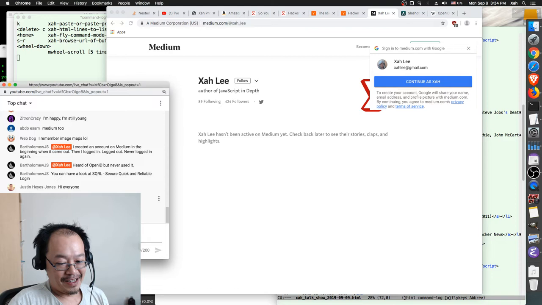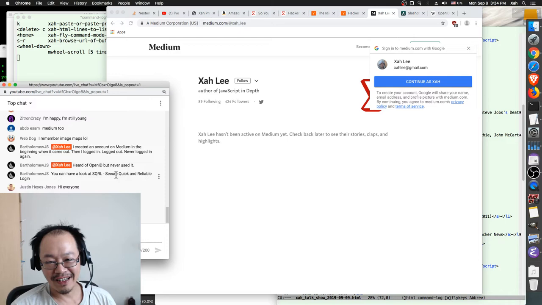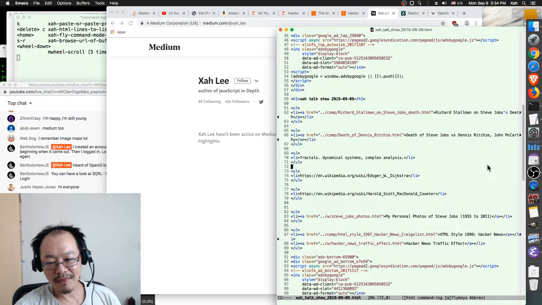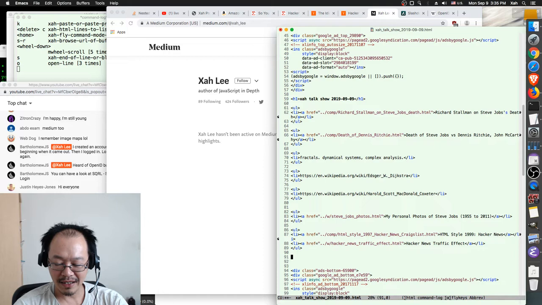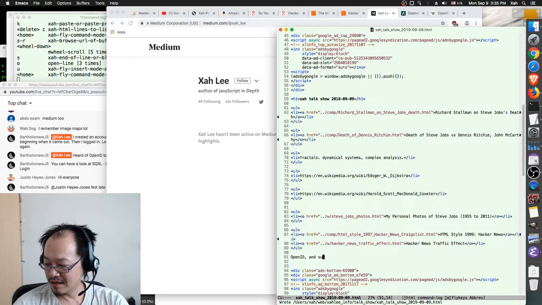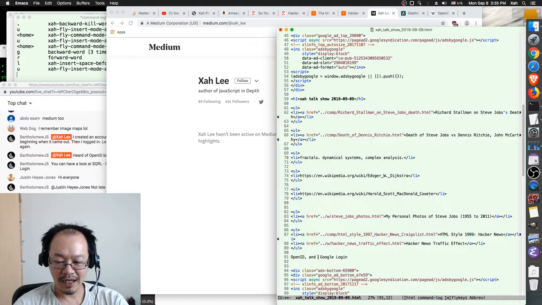Okay, so actually we are about to end. Yeah, that's the end of it, actually. So today's whole talk is basically a rant. Let me write down what we just talked about, the last item: OpenID and using Google login, and a short account of the history of web login.